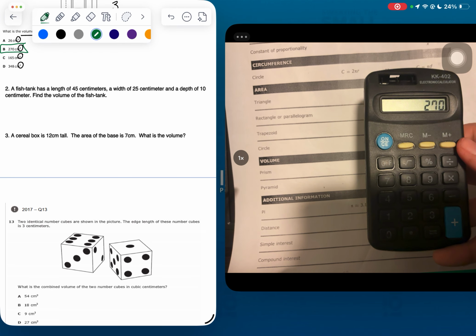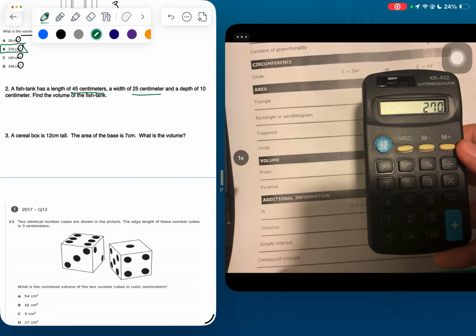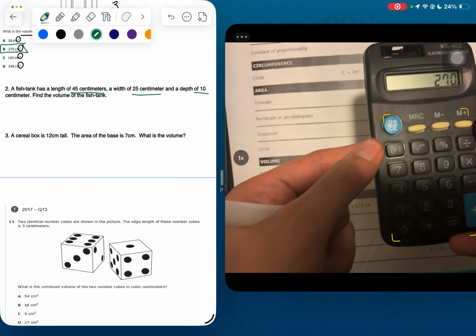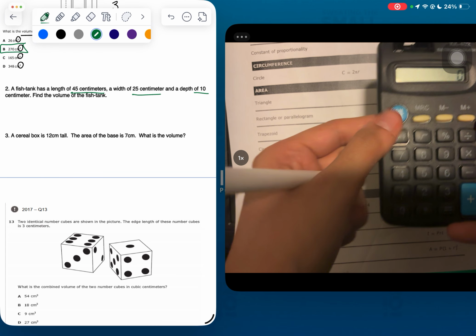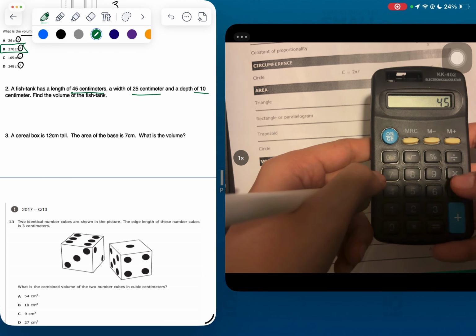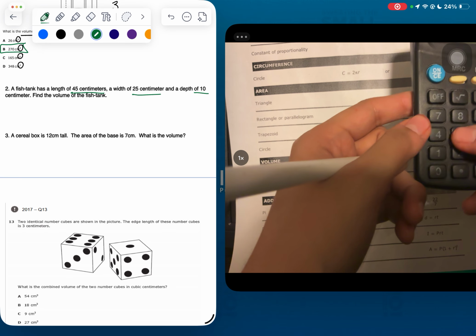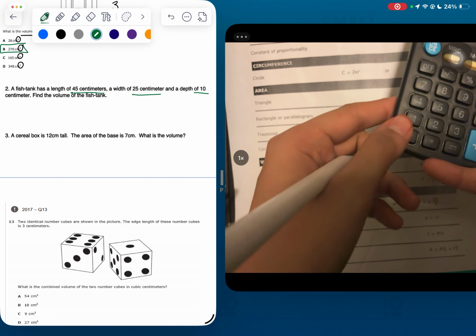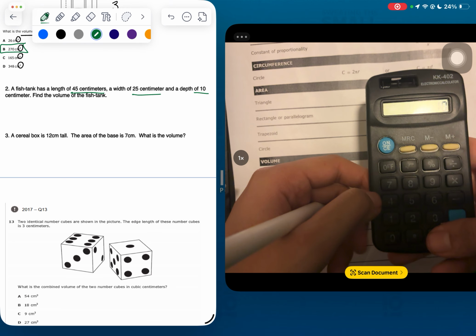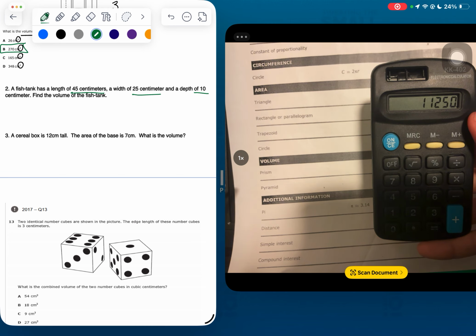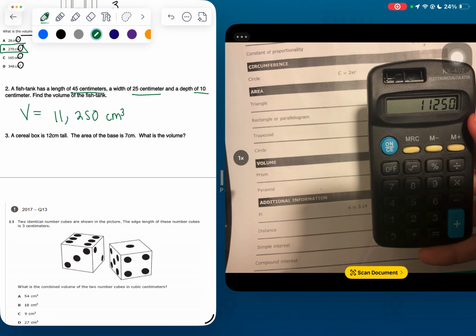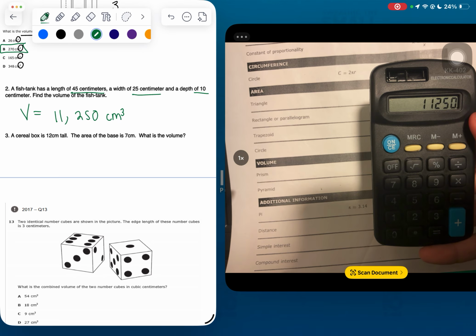Same thing for when you have a word problem. A fish tank has a length of 45 centimeters, a width of 25 centimeters, and a depth of 10 centimeters. Find the volume. So you're already given three numbers. We just multiply them. 45 times 25, sorry, es que no veo, por 10. So then your answer is volume equals 11,250 cubic centimeters. Okay?